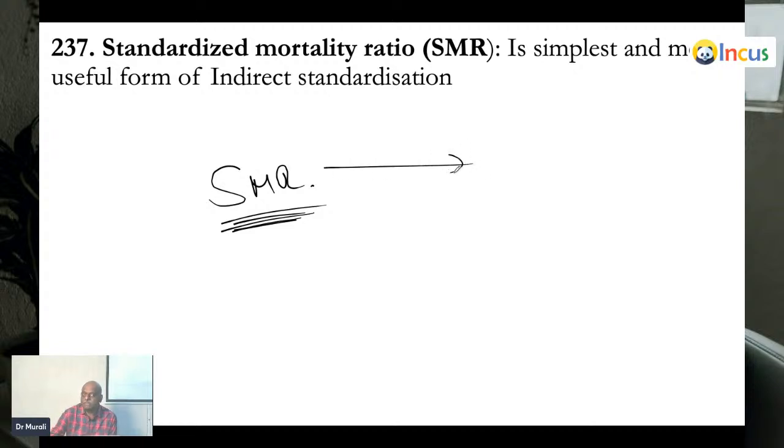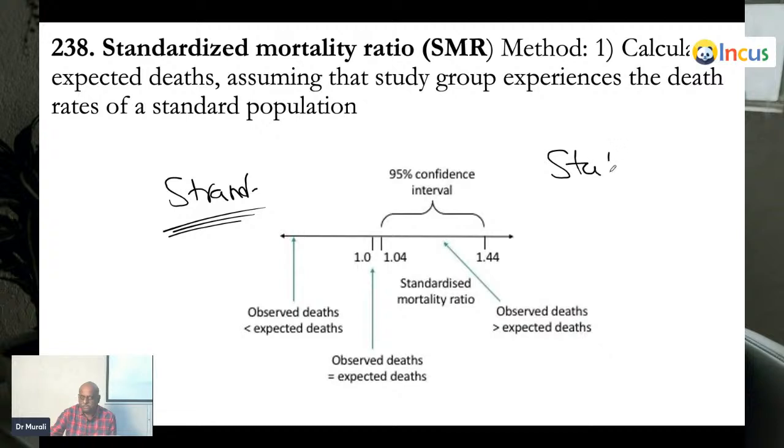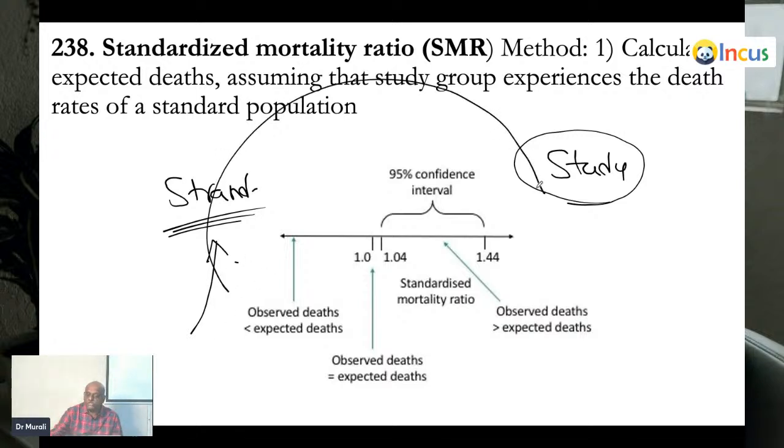So the standardized mortality ratio is what you use as a measure in indirect standardization, right? So now the question: how do you calculate the standardized mortality ratio? There is a standard population and you have one study group. The standard population has certain known death rates. You are trying to apply those death rates to the study population.